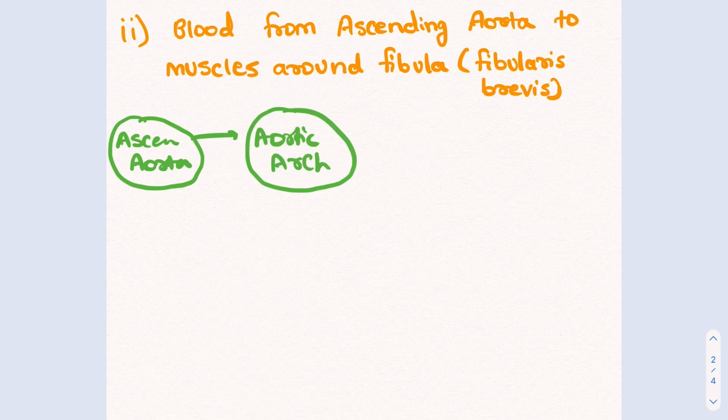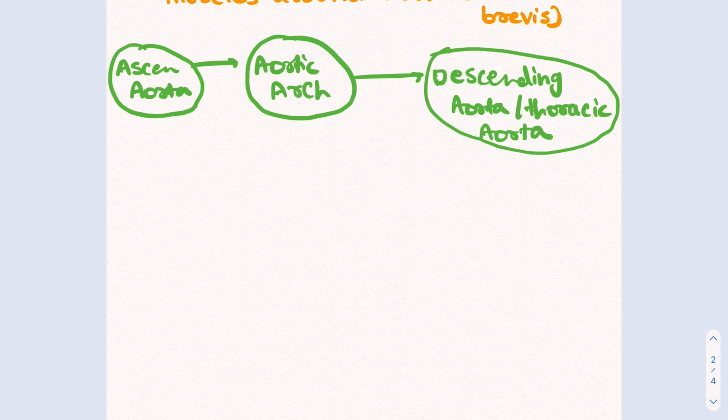Now remember that since we are going inferior towards the lower extremities, the blood is not going through the brachiocephalic trunk, the left common carotid, or the left subclavian. It's actually going through the descending aorta. Once the descending aorta, thoracic aorta, passes the diaphragm, goes through the aortic hiatus, it becomes abdominal aorta.